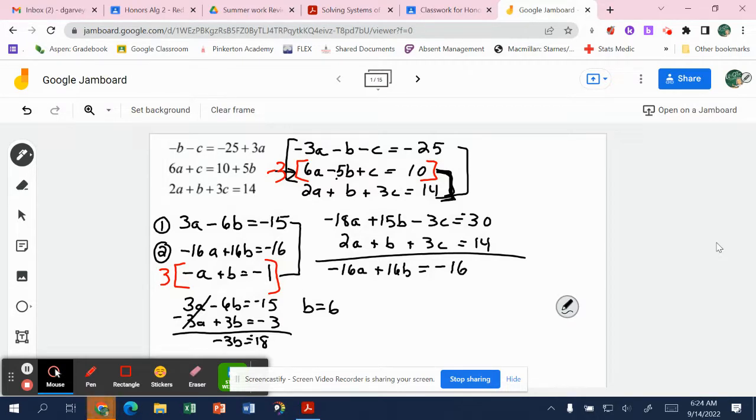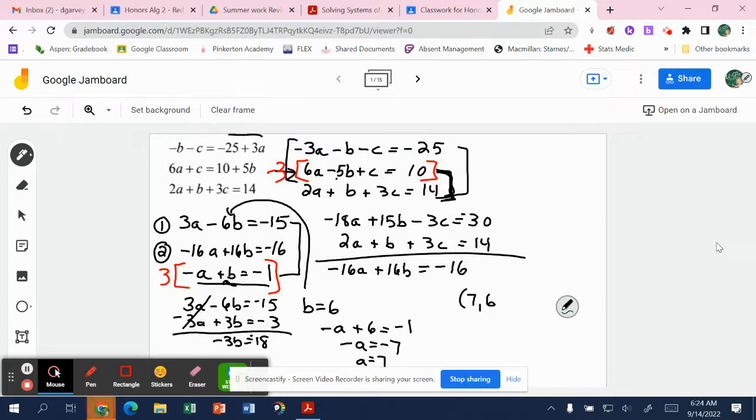Now that I have b, I can plug it into this equation or this equation. It doesn't really matter. Maybe I'll plug it into this equation. It would be a little bit simpler. So I have negative a plus 6 equals negative 1. If I subtract 6, I'll have negative a equals negative 7. I'll have a equals 7. So now I know a is 7, b is 6.